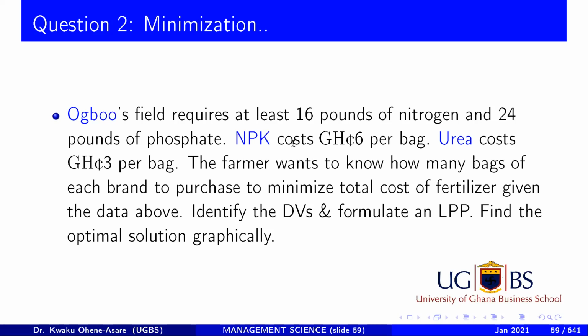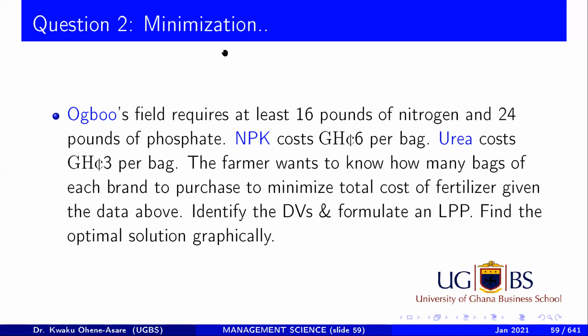From the story, NPK is going to incur a cost of 6 Ghana cedis per bag. Urea is going to incur a cost of 3 cedis per bag. So that gives you the clue that it's not just a minimization, but a cost minimization. So how will you formulate your decision variables? You will say let x1 be equal to blah blah blah, let x2 be equal to blah blah blah, let x3 be equal to blah blah blah, depending on how many decision variables you think there are. And don't forget the unit of measurement.